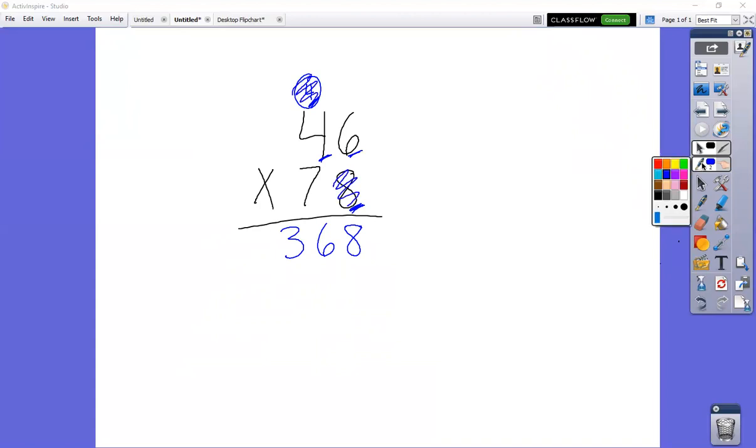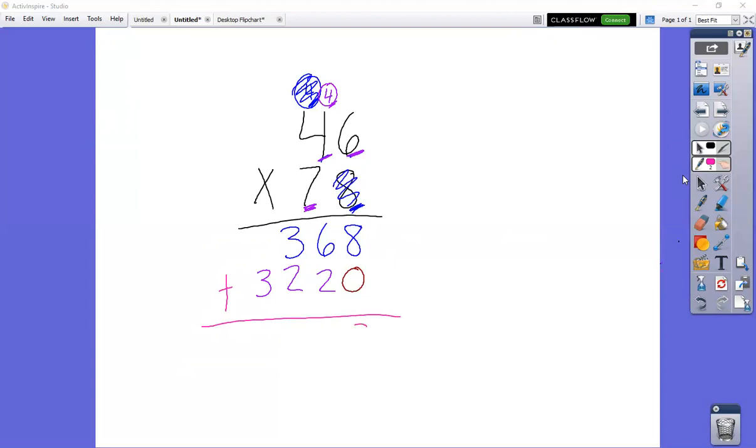Okay? Step number 2 is to put our 0 down here so that we can start with our 7. Okay, now we're going to do what we just did with the 8. 7 times 6 is 42. I'm going to put my 2 down here. I'm going to put my 4 up here. Okay, now I'm going to do 7 times 4, 28 plus 4. 28 plus 4 is 32. So I'm going to put my 32 down there. Okay, and then step number 4, I'm going to add those numbers together.